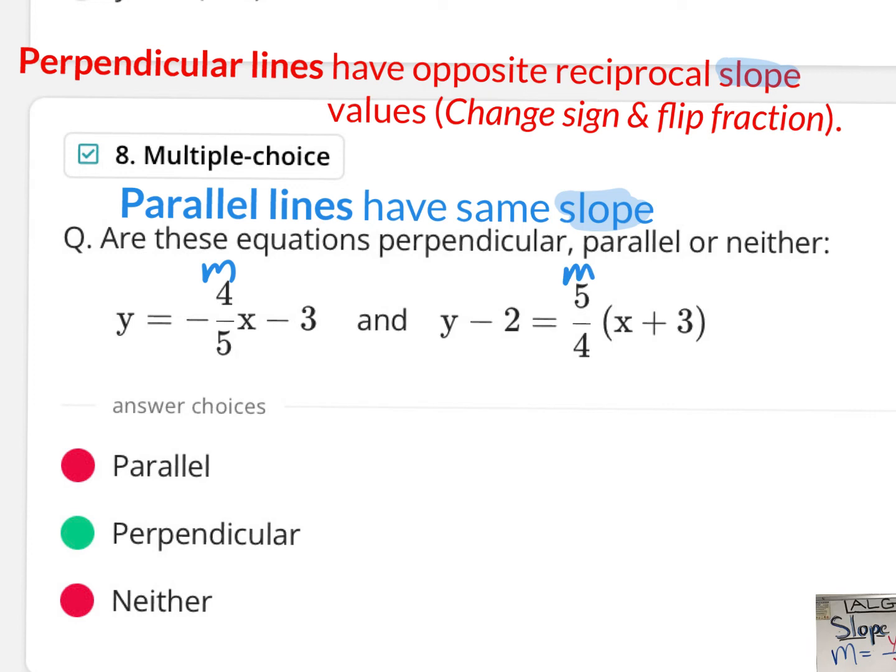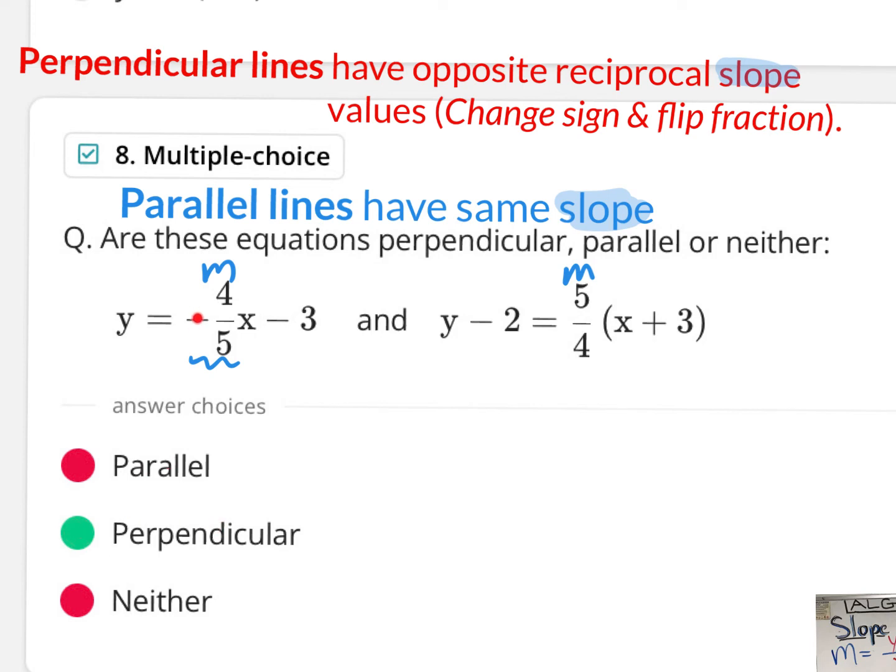So if we compare the -4/5 with the +5/4, well, first of all, let's start with the obvious. Are these identical? Absolutely not. They're not the same. And so that means that they're not parallel, because parallel lines have the same slope. If this was a -4/5, this should be a -4/5 if they're parallel. So these are definitely not parallel. You could scratch that option out. Are they perpendicular? Yes, we know they're perpendicular, but why?